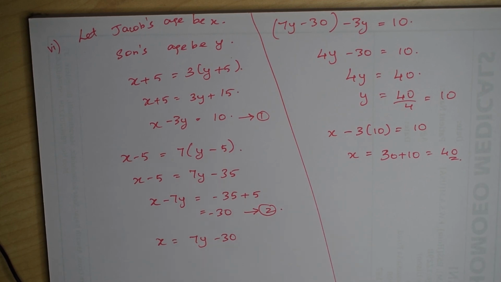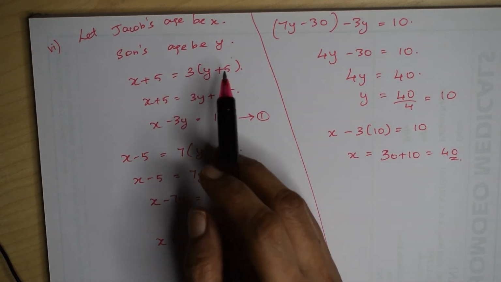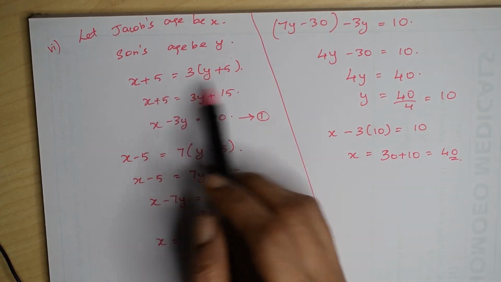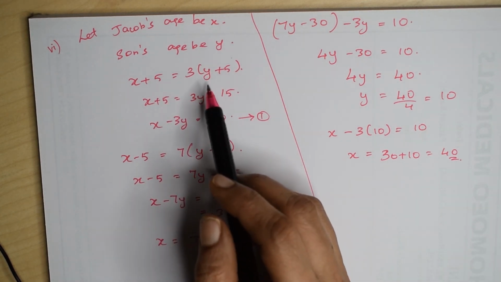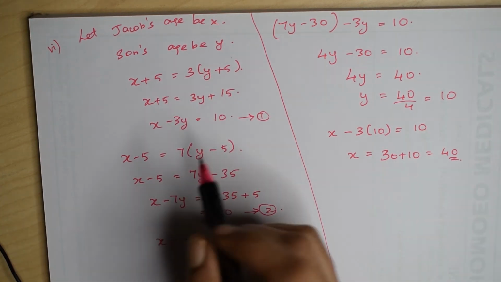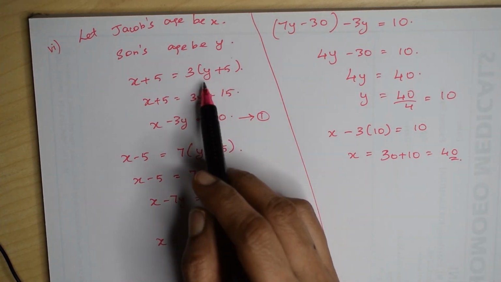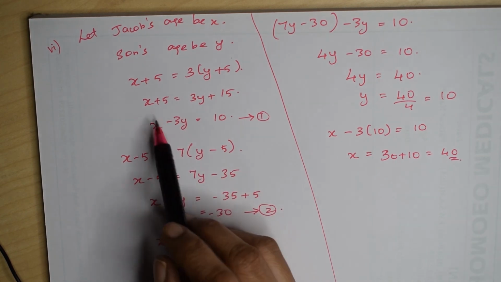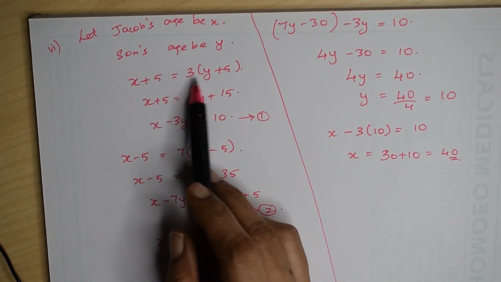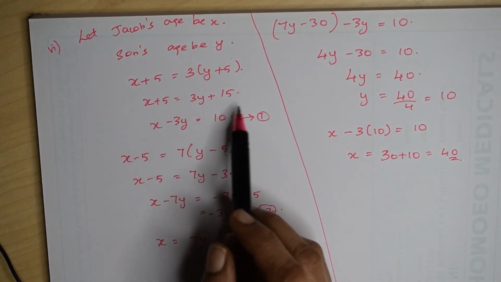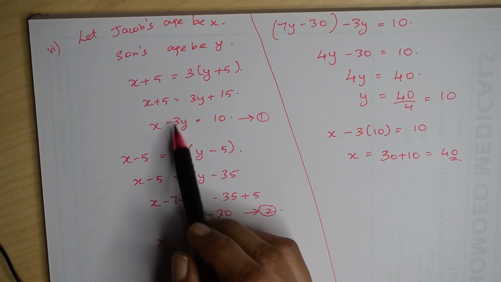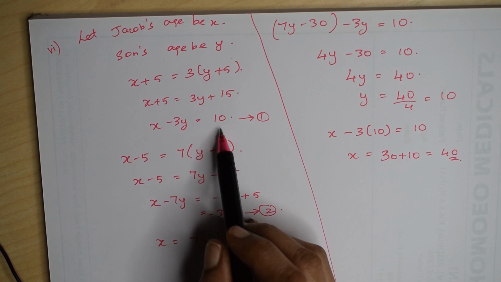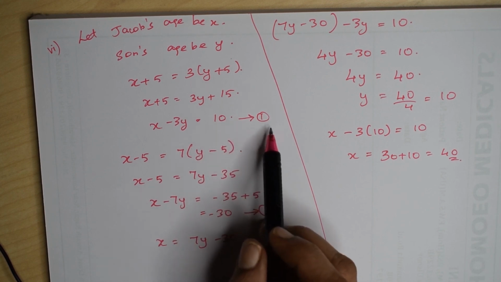So let us consider Jacob's age be x and son's age be y. So I am going to add 5 to both the ages, x plus 5 and y plus 5. He will be 3 times the son's age. So I want to equate it, so I multiply the son's age with 3. Okay, so this becomes the equation: x plus 5 is equal to, I take the 3 inside, it becomes 3y plus 15. So x minus 3y is equal to, this plus 5 goes that side, and so it becomes 15 minus 5, so it becomes 10. This becomes the first equation.